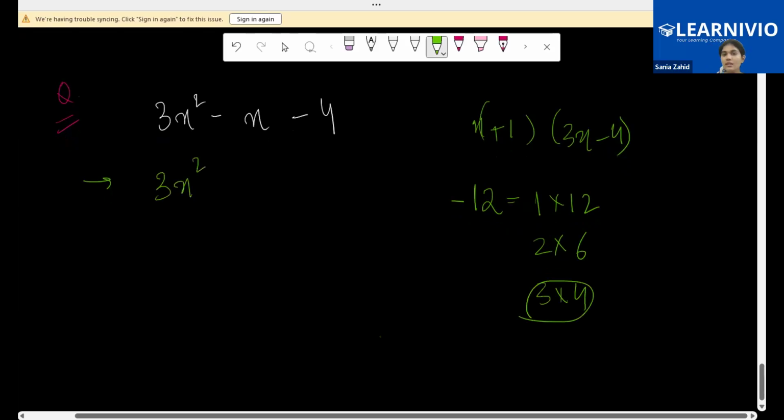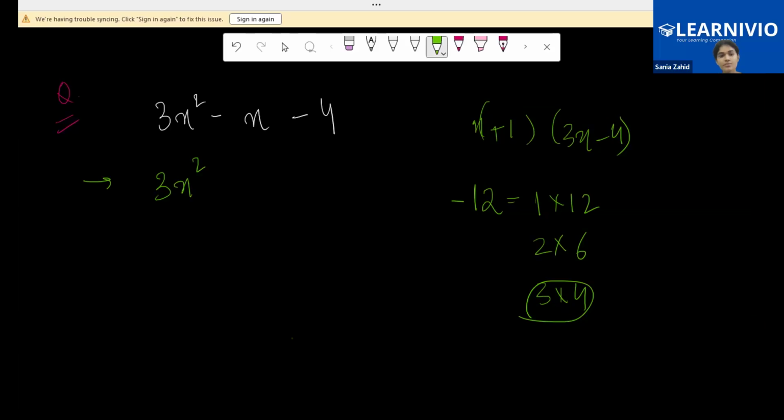So 3x squared. Now how should I write 4 and 3? In which order? Minus 4 and positive 3. So should I write minus 4x plus 3x? Yes, ma'am. But then how can you take common from here? No, you have to write plus 3x minus 4x minus 4. First I should write plus 3x. So I'll rearrange this and write it as plus 3x and then minus 4x and then minus 4.